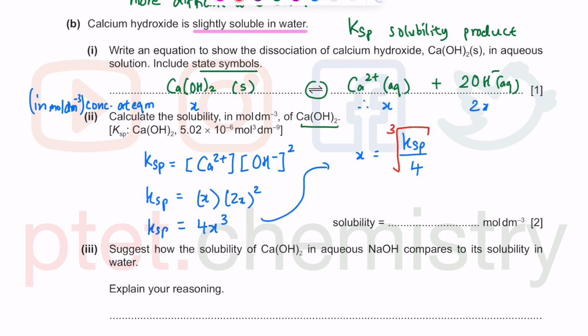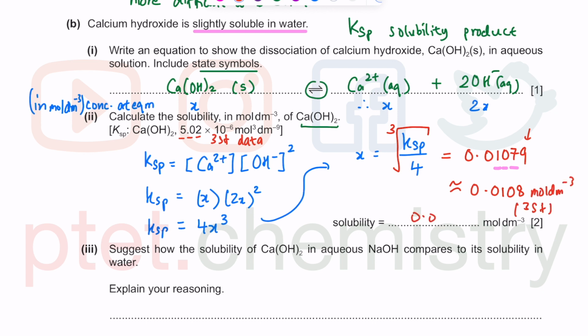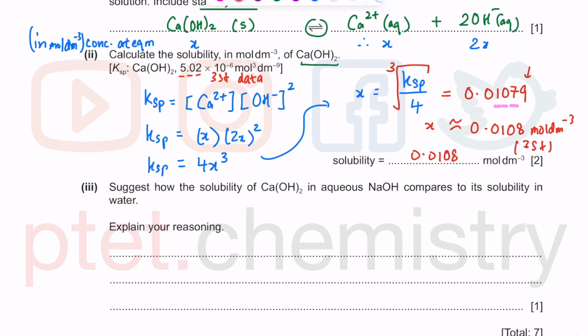So I just need to put in the value, which is 5.02 times 10 to the minus 6 divided by 4. Do that individually and then cube root that, and you will get 0.01079. But the data given in the question was 3 significant figure data. So we've got to know the appropriate number of significant figures based on the data given in the question. So I should give it to 3 significant figures: 0.0108 mole per dm cube, based on the appropriate amount of data given in the question.